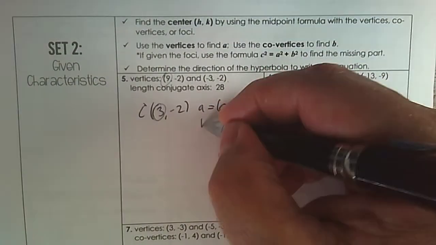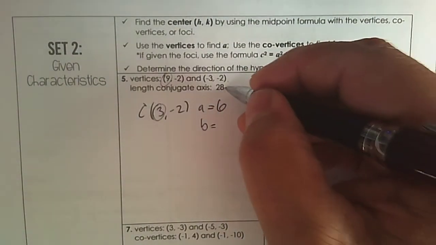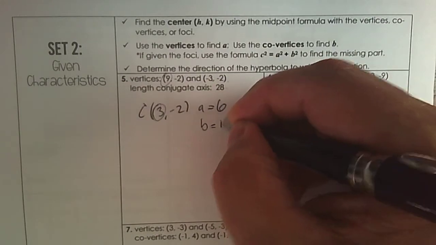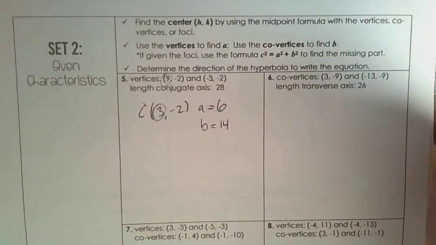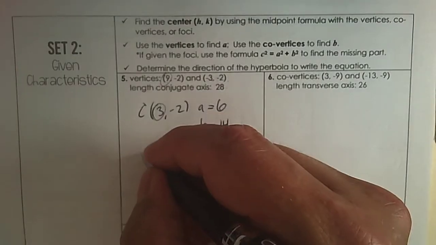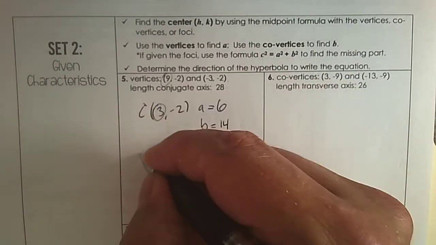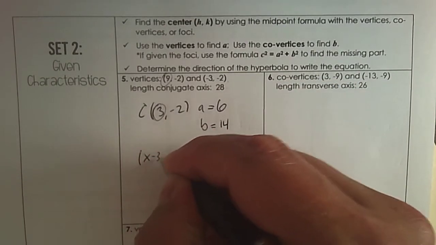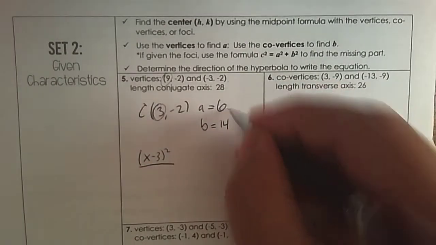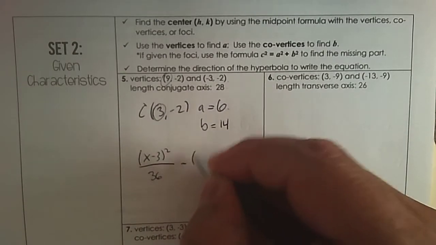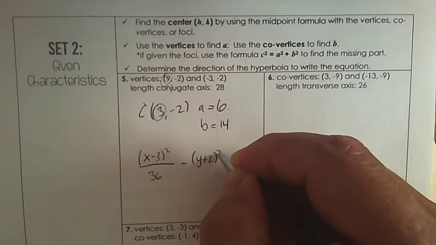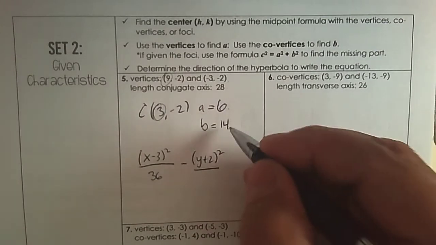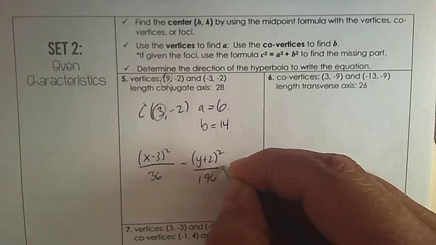The conjugate axis is the minor axis. Divide that by 2. That's what I was going to say. That's 14. And now that's all you need. So we have x to begin with because it's horizontal. So it's x subtract 3 squared. 6 squared is 36. Subtract y plus 2 squared. 14 squared, that's 196. And that's equal to 1.